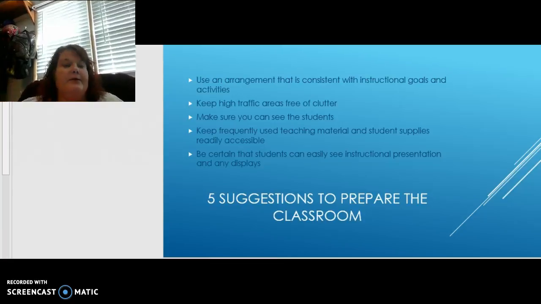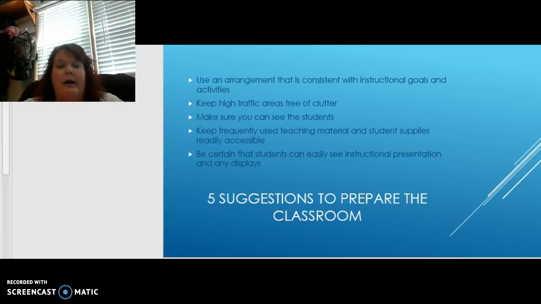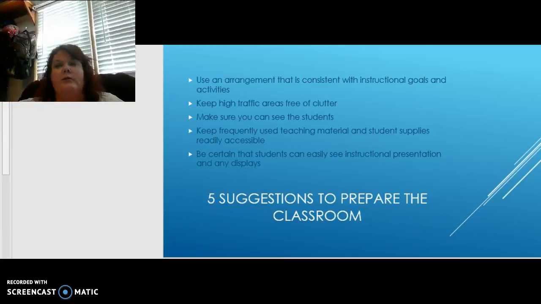Keep high traffic areas free of clutter. Make sure it's easy to get around. Make sure you can see your students. If you are working with groups and they need your help, don't just go sit at your desk. Walk around your classroom. Look at them. Make sure they're on task. Make sure they're doing what they need to do.